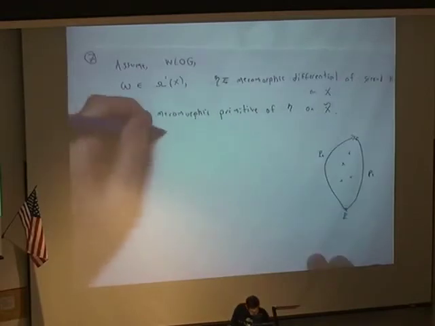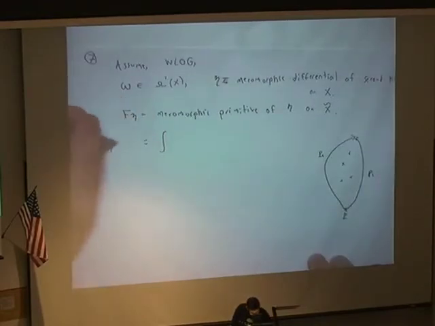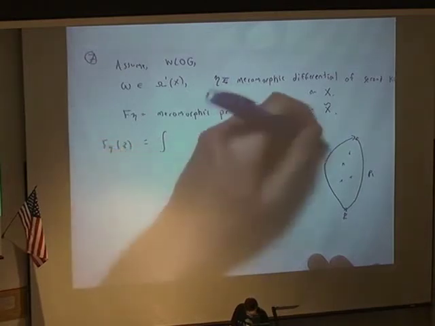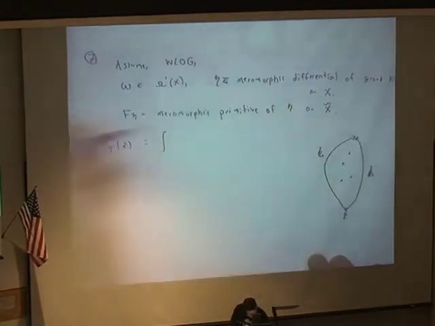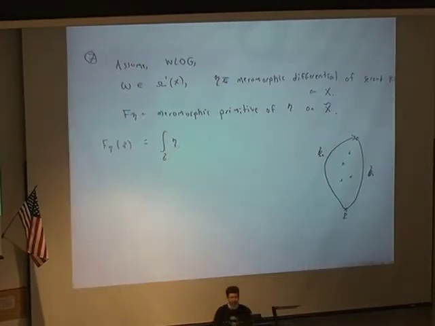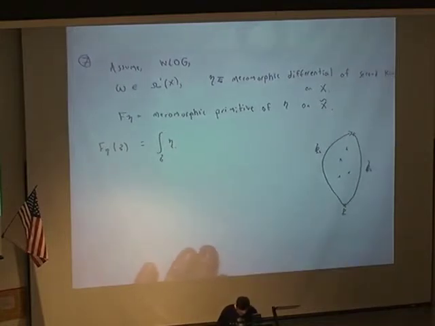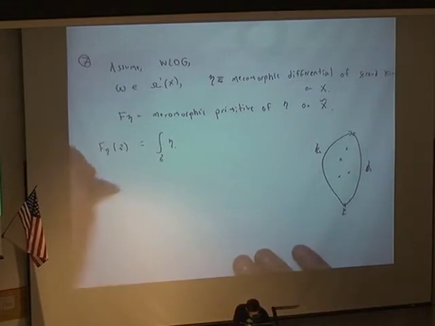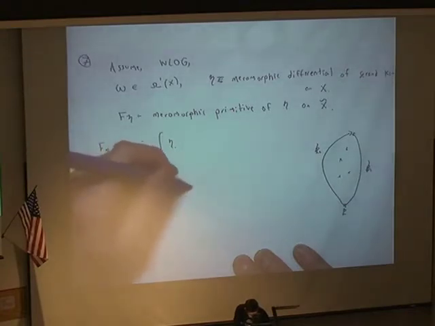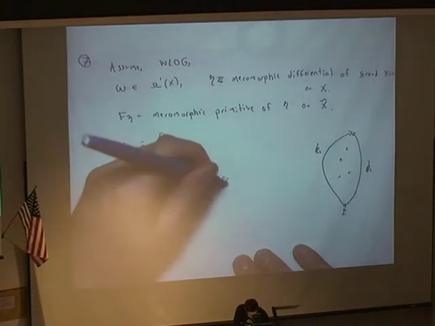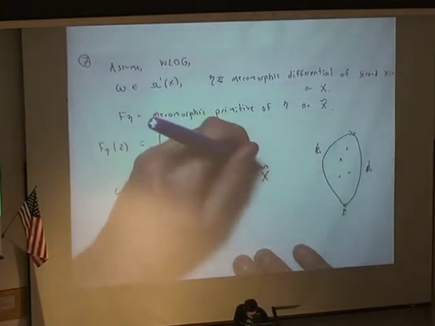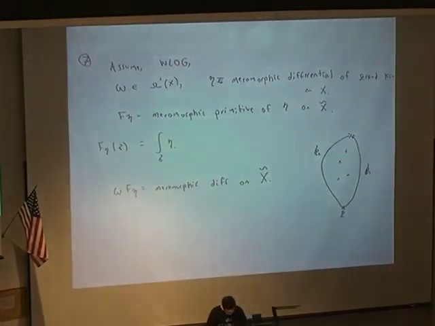So f eta evaluated at a path sigma, maybe I should call them sigma 1 and sigma 2 here, is just the integral along sigma of eta, and that makes sense. So f eta is now a meromorphic primitive, which we'll be using. And then I can also consider omega times f eta. This is just a meromorphic differential on this universal covering space X tilde.